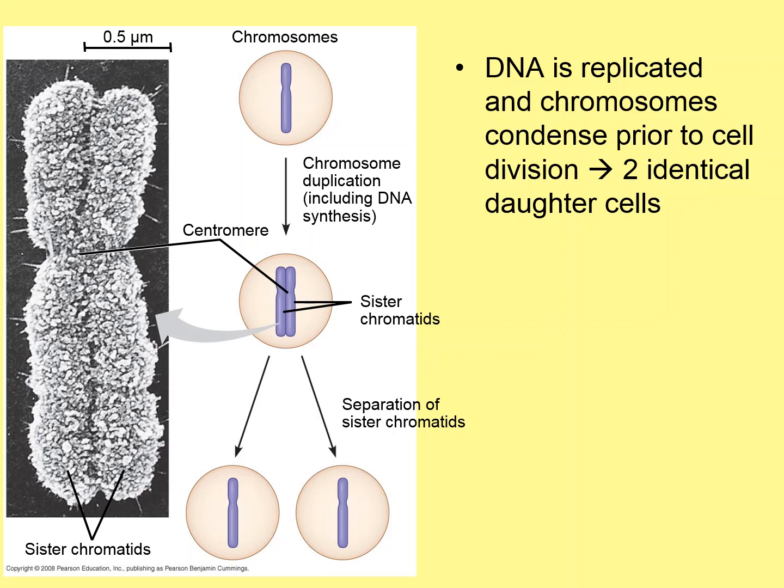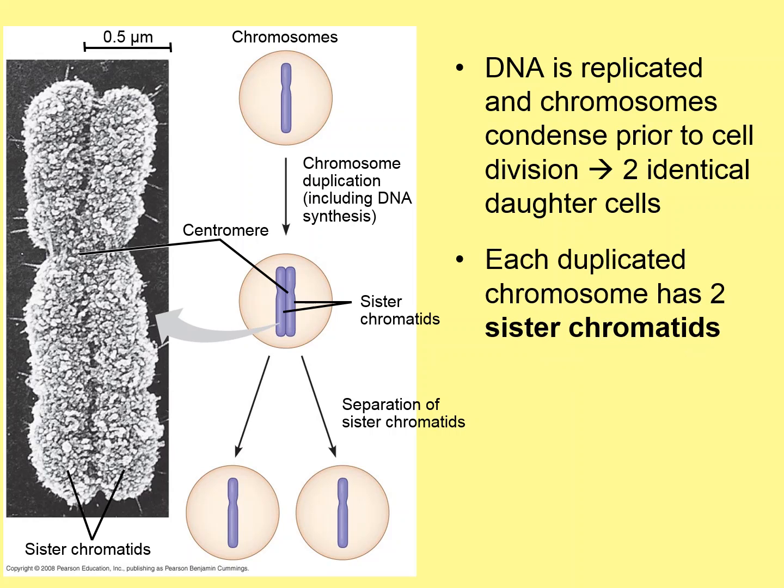So this is happening prior to this process, right? We've copied all of our DNA, and that means that every chromosome that we have essentially exists as a pair of what we call sister chromatids. And we call them sister chromatids because they are genetically identical to each other, right? We know that we get one chromosome, one of each type of chromosome from our parents, right?